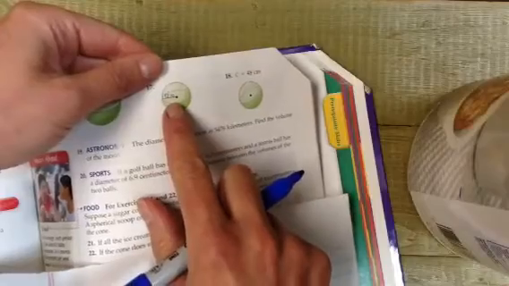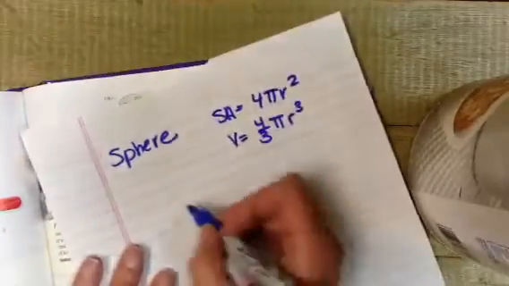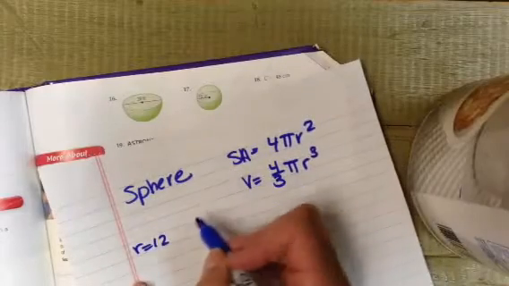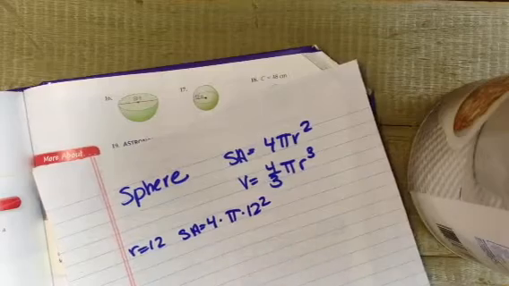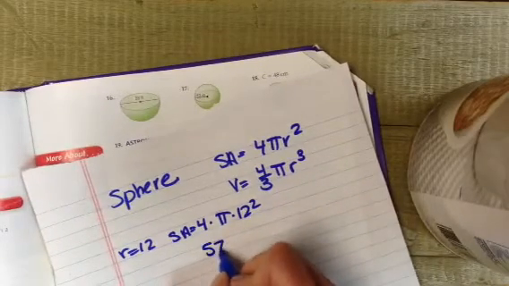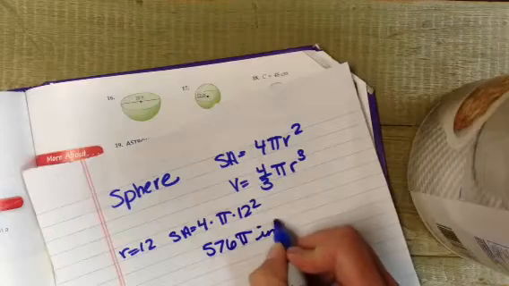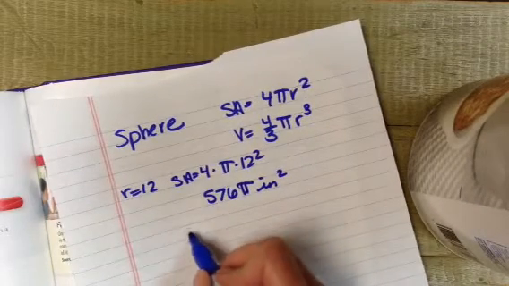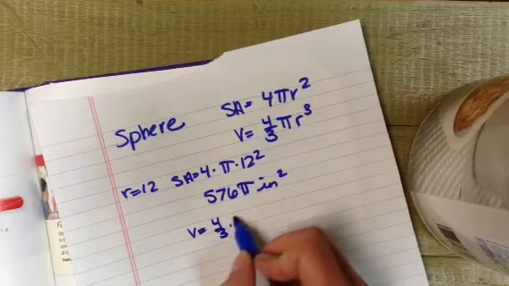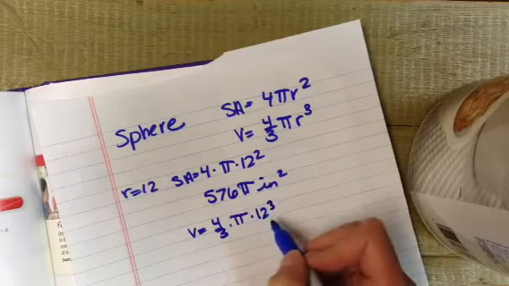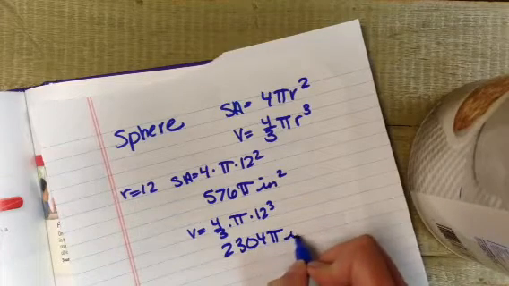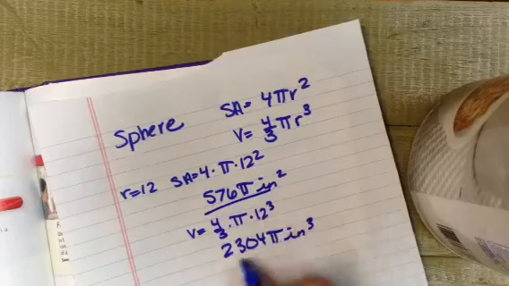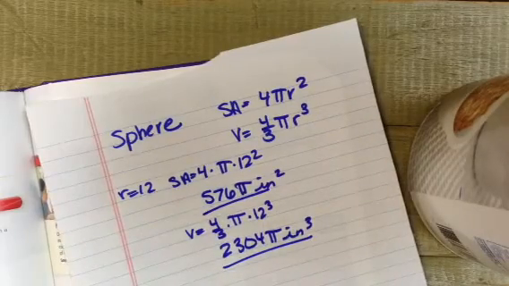Okay, so we're going to do number 17, which is a sphere, and it has a radius of 12. So our radius is 12, and when we plug in, we're going to do 4 times pi times 12 squared. And that is going to give us 576 pi inches squared for surface area. And then volume, we have 4/3 times pi times 12 cubed, which will give us 2,304 pi inches cubed. So that's how to find the surface area and volume of a sphere.